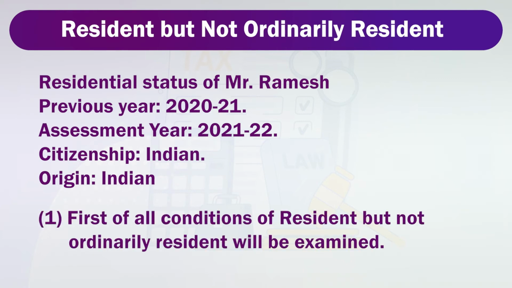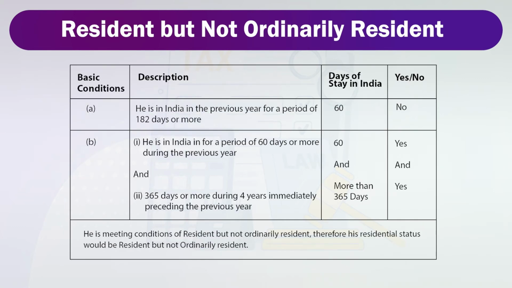First of all the conditions of resident but not ordinarily resident will be examined. Basic condition A, which says he is in India in the previous year for a period of 182 days or more. Day of stay in India that we have calculated is 60 days. It means basic condition A is not satisfied.